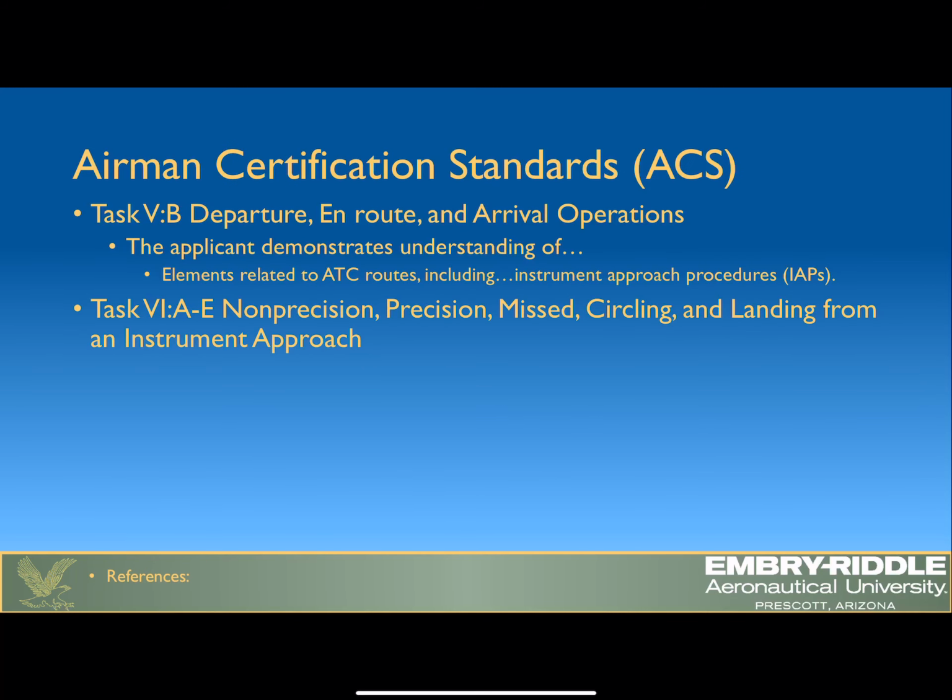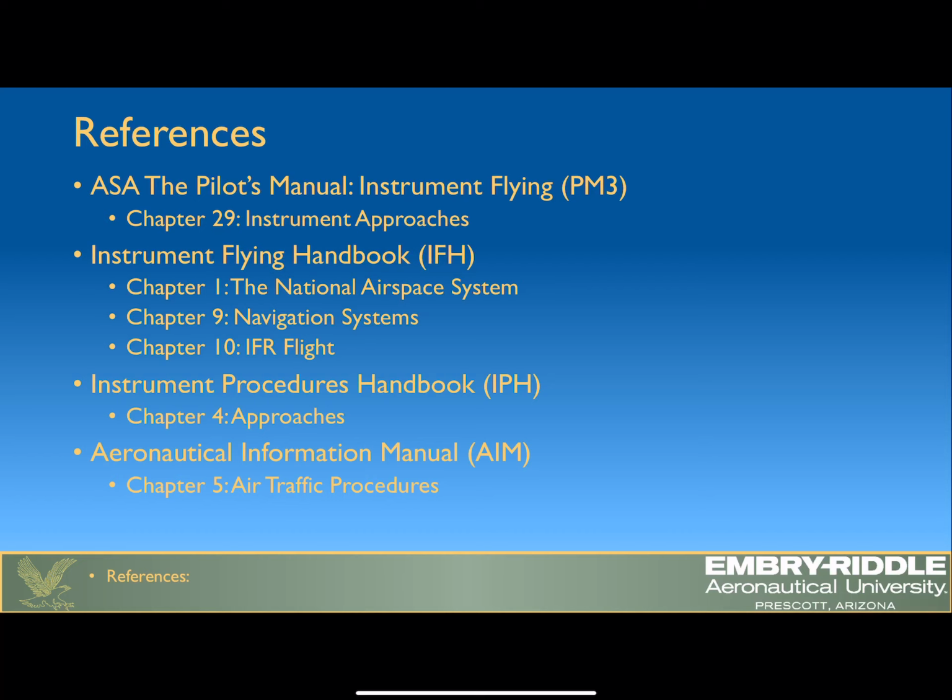Airman Certification Standards, Task 5B, we have departure, en route, and arrival operations. The applicant demonstrates an understanding of elements related to ATC routes, including instrument approach procedures. Task 5A through E discuss the non-precision, precision, missed, circling, and landing from an instrument approach. So all the things you have to know there.